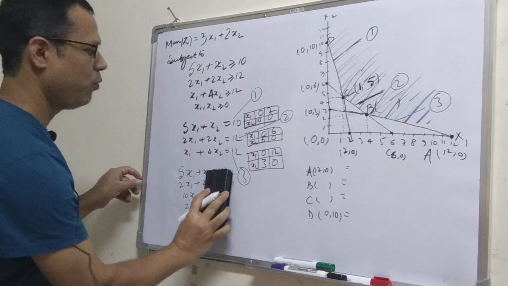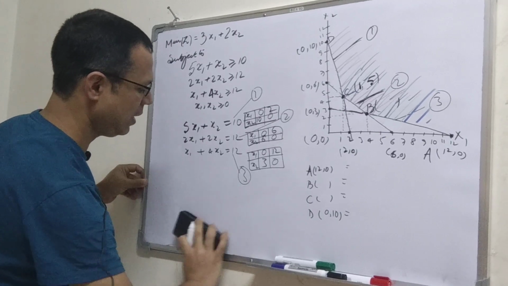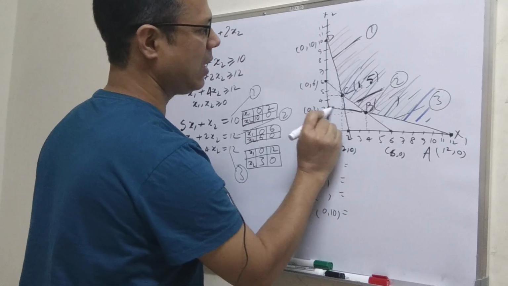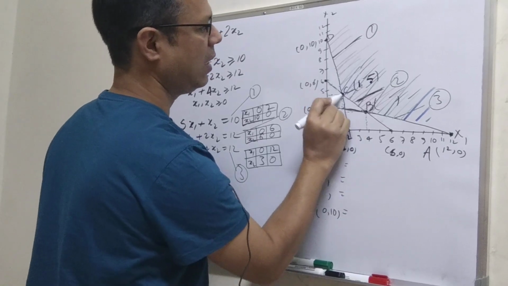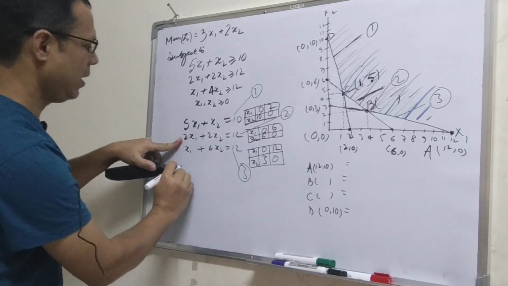Similarly, to find the corner point B, we need to consider which equations are going to intersect. It is very simple. This one is the third equation. This one is the second one. So we need to take the second and third equations to solve.